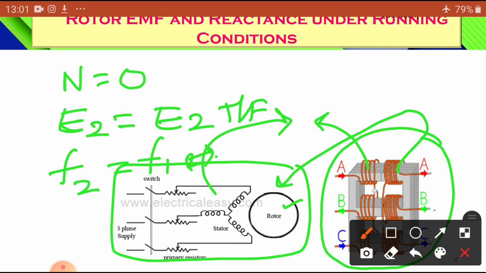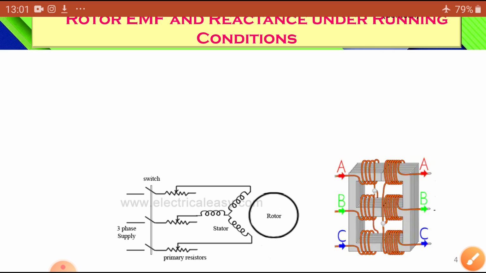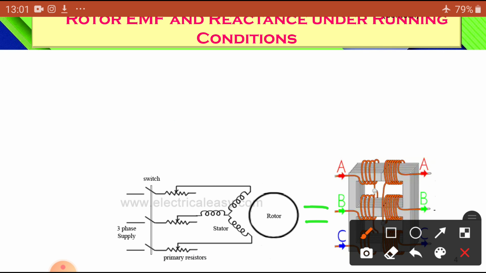Reactance. Resistance R is independent of frequency. If frequency changes, what will happen? The reactance value changes. What is the reactance? Omega L, that is equal to 2πfL. Under standstill condition, all these values are identical. Last class we have seen all these things.